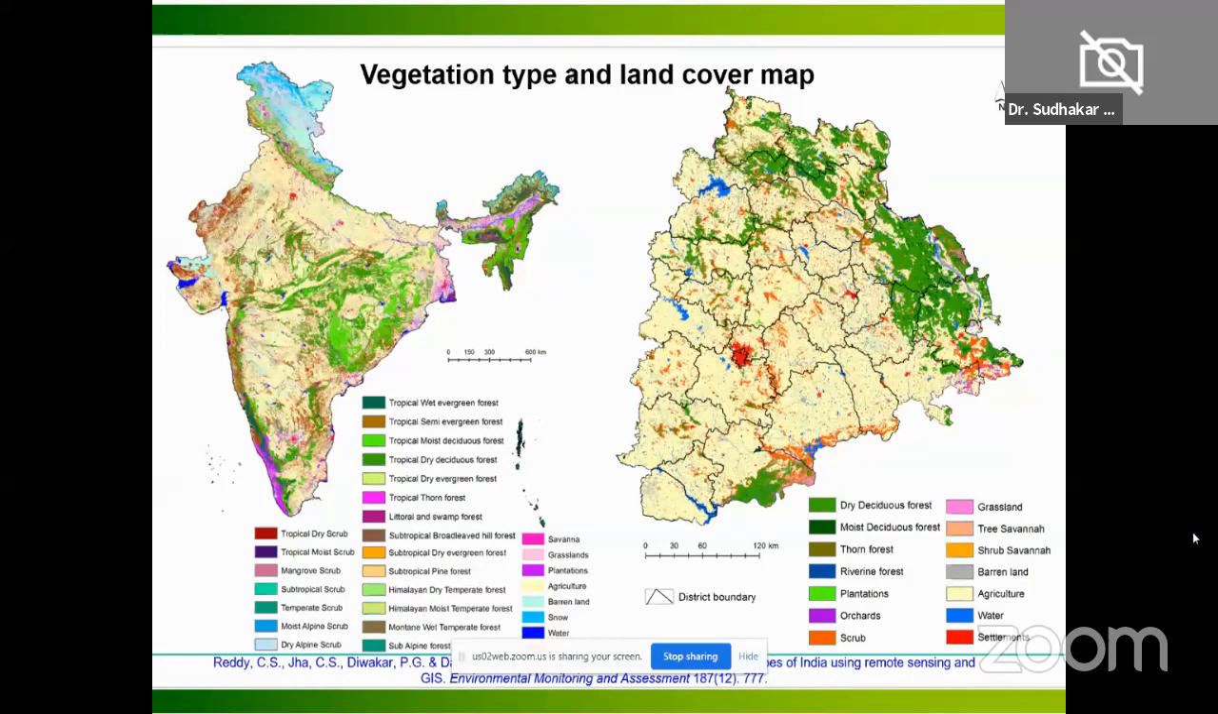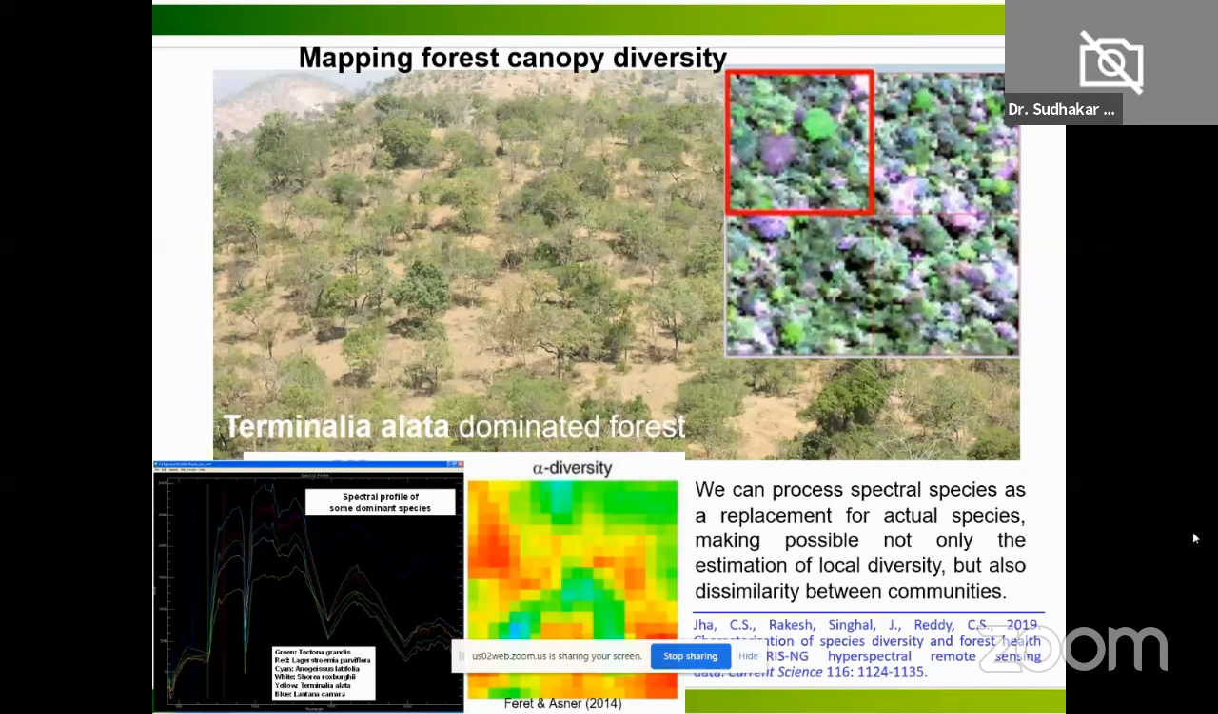Then one more application at the tree level or the community level. If you have field data at a 0.1 hectare plot or 1 hectare plot, you know that this many species are available in a given place. But here, generally, they are the actual species on the ground. Whereas in remote sensing, since there is no physical sensing, it is remotely captured information. So we are not seeing them as actual species. They are known as spectral species.